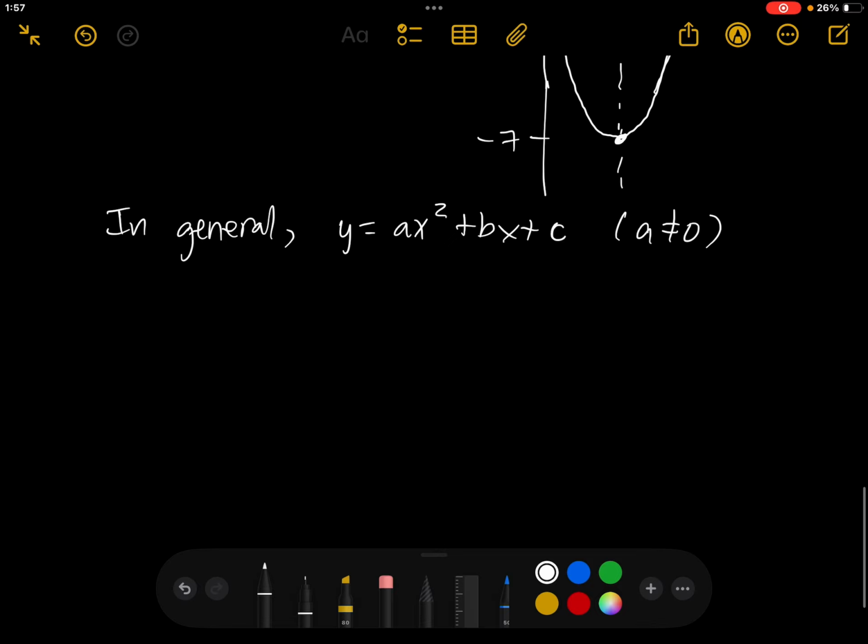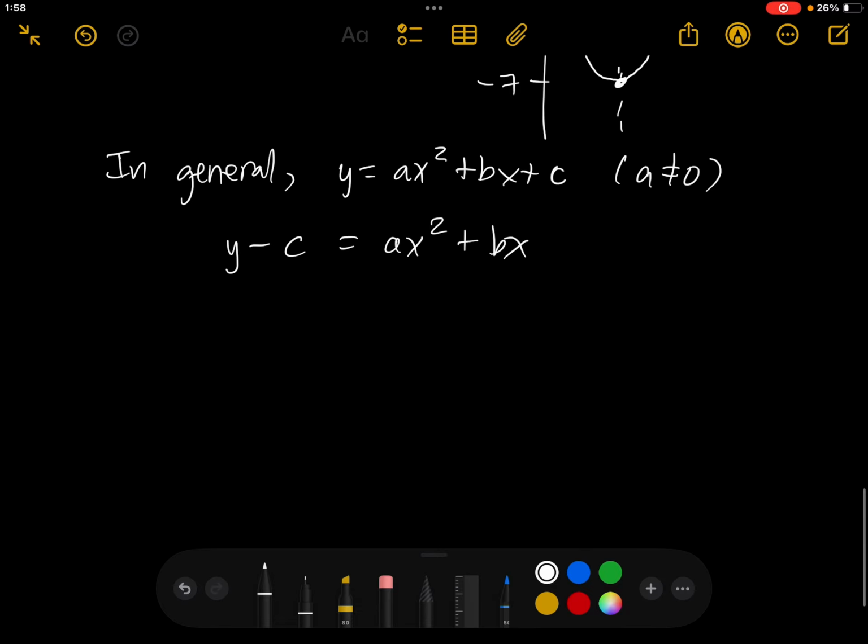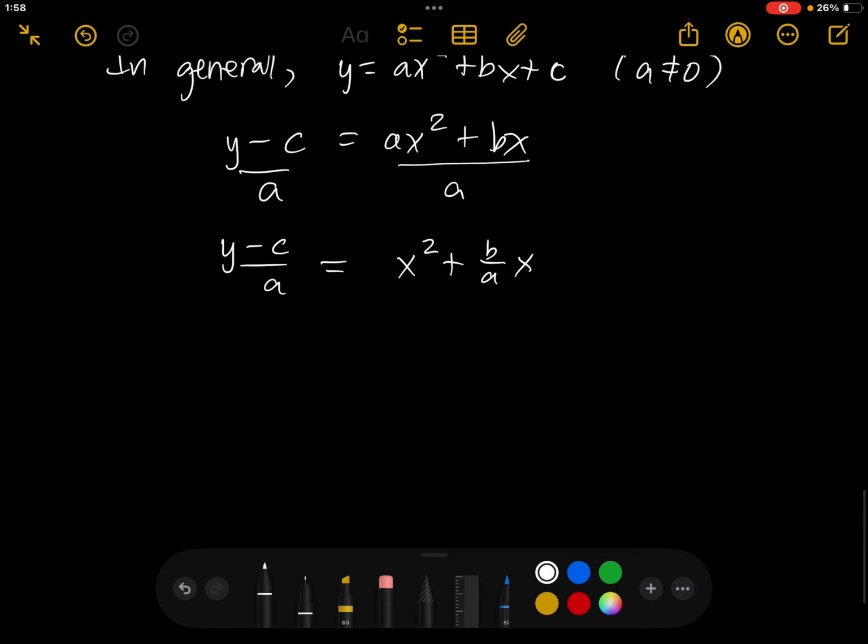Well, we've gone over the steps. You just do the same steps. You just don't know what the numbers a and b are, but you do exactly the same method. So we'll subtract c on both sides, and then we'll divide both sides by a. That leaves us with y minus c over a equals x squared plus b over a x. And now we complete the square.